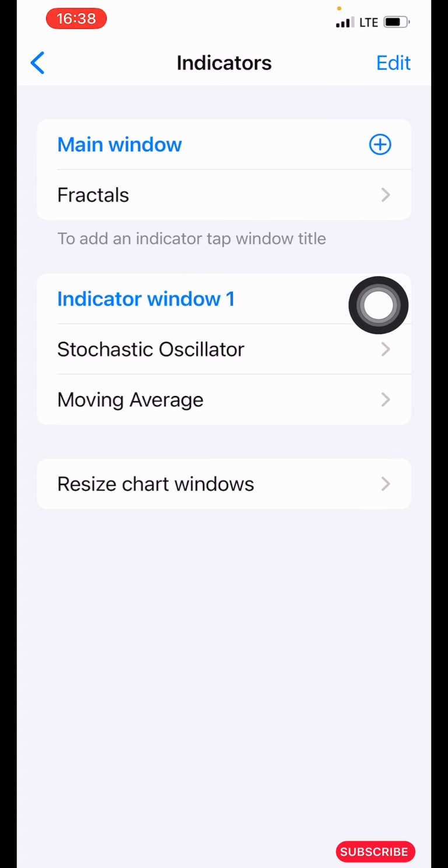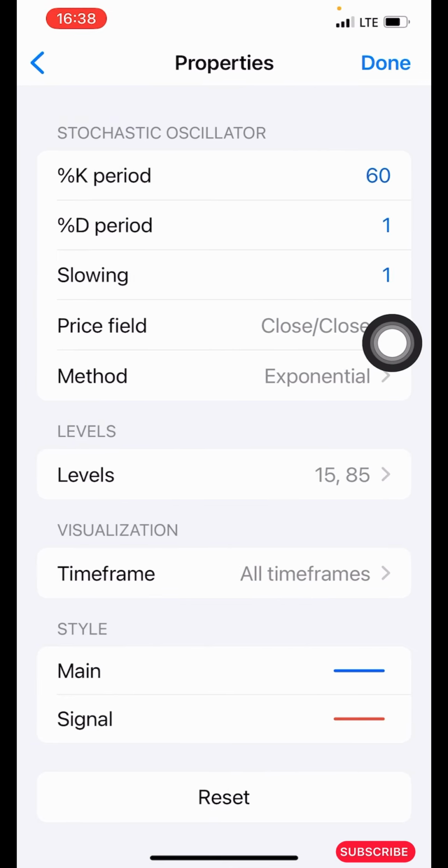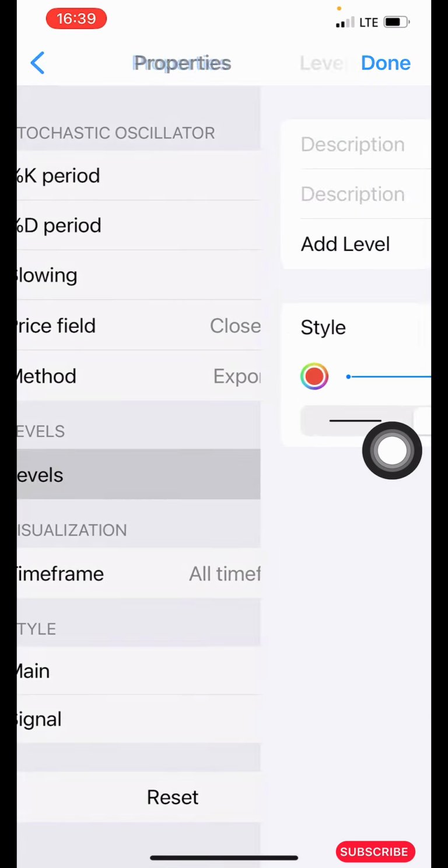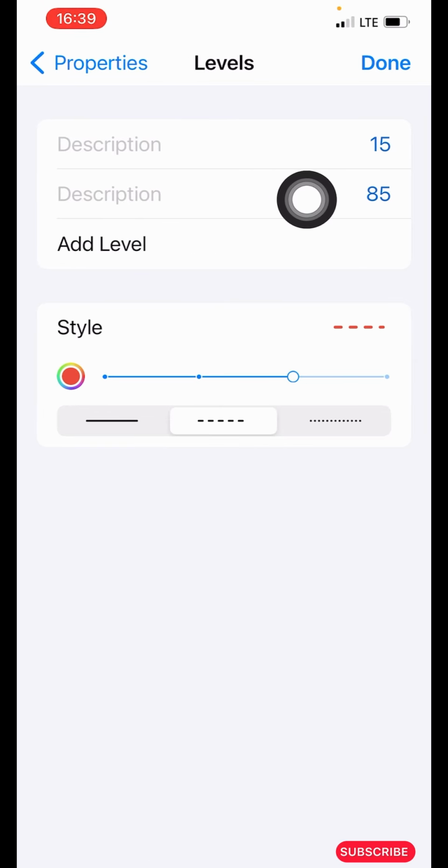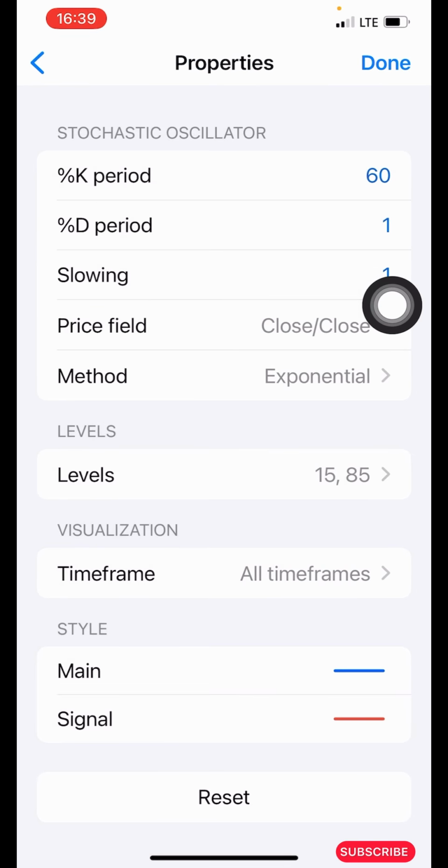Now the next indicator we have here is the stochastic oscillator. So you click on the main window plus icon again, you search for your stochastic oscillator, right? So these are the properties for the stochastic oscillator. The K period is 60, D period is 1, slowing is 1, the price field is close, the method is exponential, right? The level, you are going to set it to 15 and 85. The color for the star, you make it red 1 pixel, and then you click on done.